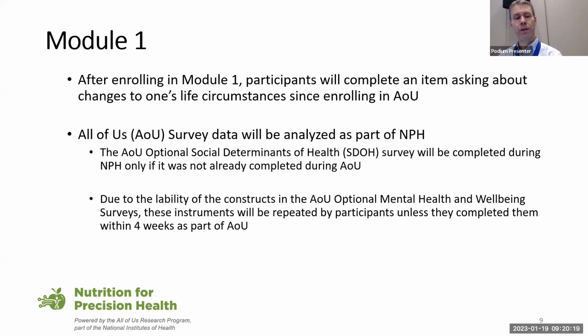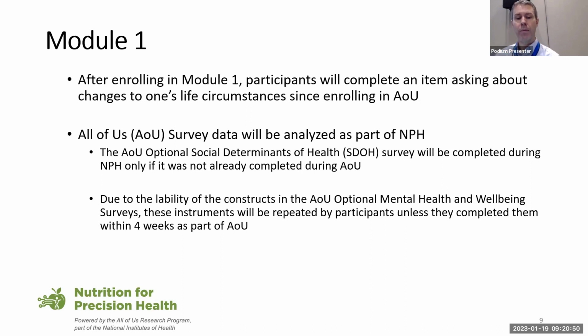So very briefly, this is what we're going to do. For the social determinants of health survey from All of Us, which is an optional survey for All of Us, for us, it's mandatory. What that means is that if they completed it during All of Us, they don't have to repeat it at all during MPH. So we're just going to take that data, whether it was completed 2 months ago or 2 years ago. If they completed the optional survey, then we're okay. We don't have to administer it during NPH. If they didn't, we're going to, of course, administer it.